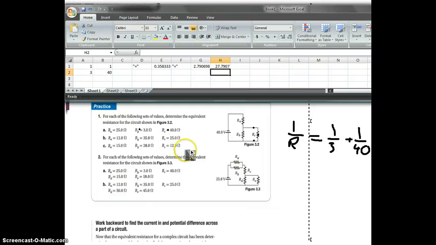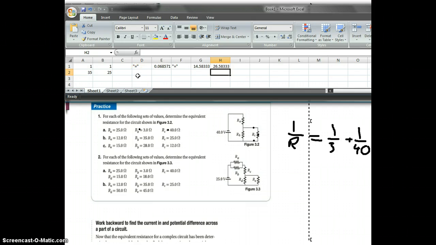Then if we reset our work and do letter B, instead of 3, we're going to put 35 ohms. Instead of 40, we're going to put 25 ohms. That gave us 0.06, and then we take the reciprocal and get 14.58. Then we add that to resistor A, which is 12 ohms, and we get 26.58, and 26.6 would be good enough there. That'll be the equivalent resistance for part B.